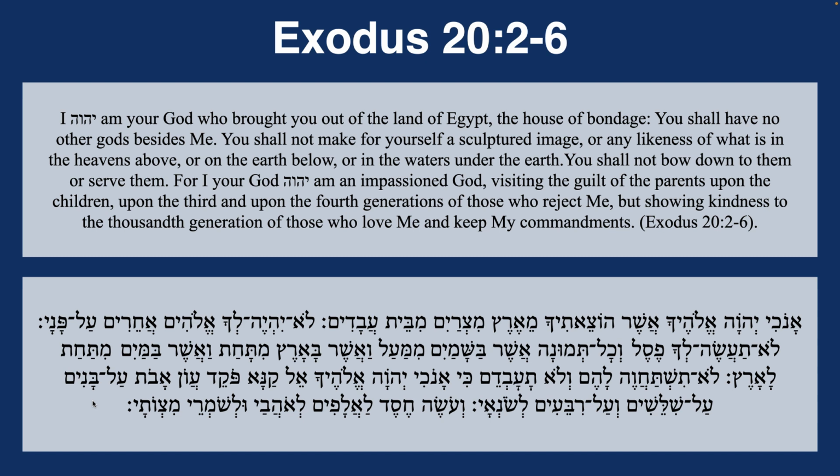That's the first saying, or first commandment, as normally people say. But we know that 10 commandments is not really accurate. We've seen that already.